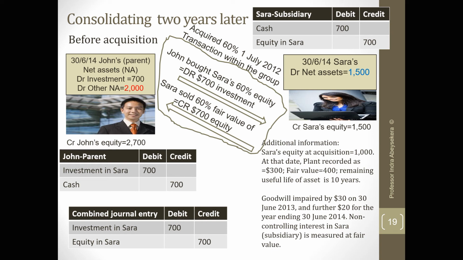So if you look at the general journal entries, John, debit investment 700, credit cash 700, Sarah, debit cash 700, and credit equity 700. Combined general journal entry is debit investment and credit equity 700. But we know that equity in Sarah should be more because the asset has to be revalued. And once it is revalued, the fair value of equity in Sarah should go up.